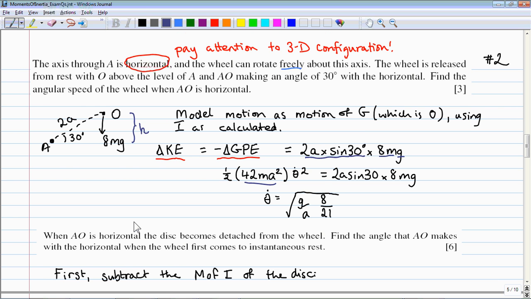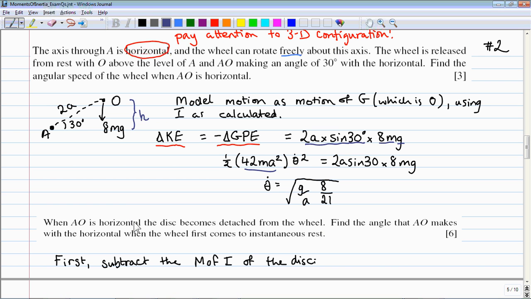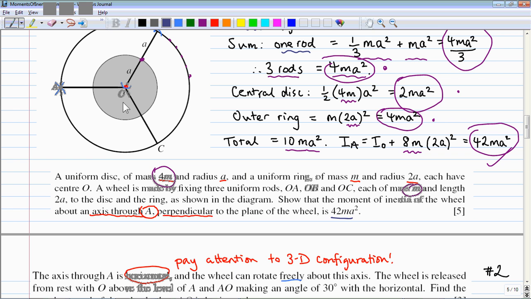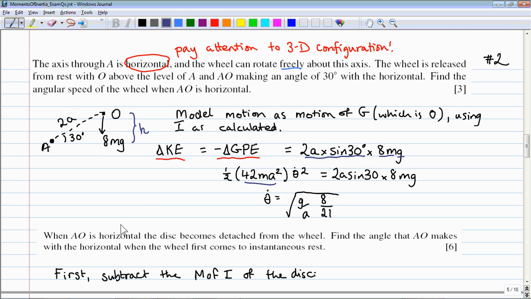So, final part: when AO is horizontal and the disc becomes detached from the wheel. What does that mean? It just means, looking at the diagram, that this shaded portion, this disc, will disappear. So when O reaches the horizontal line, the disc becomes detached from the wheel. Find the angle that AO makes with the horizontal when the wheel first comes to instantaneous rest.